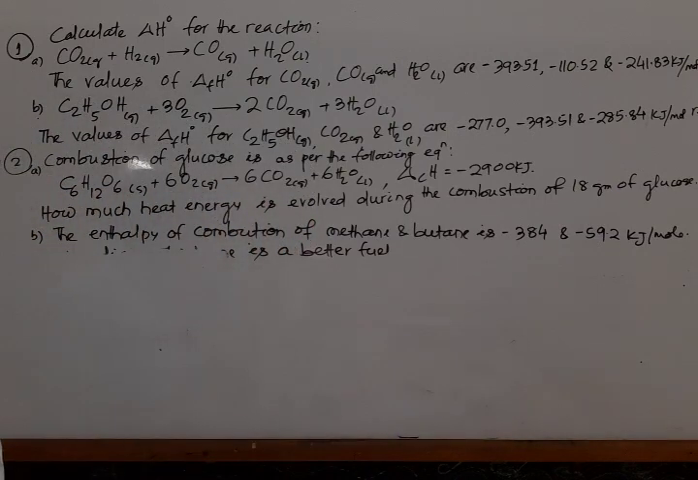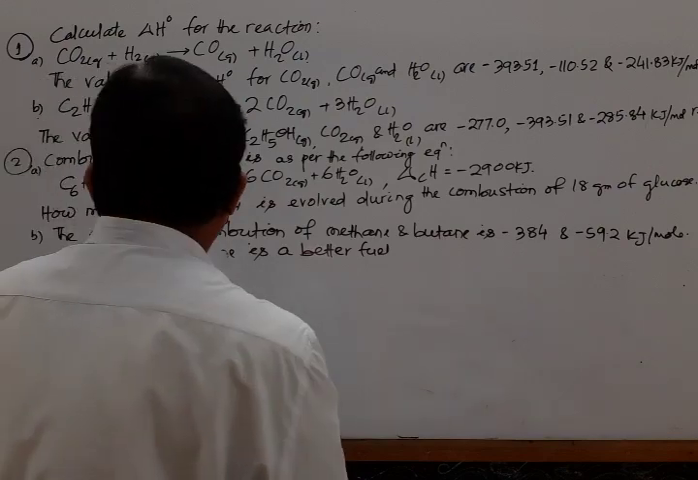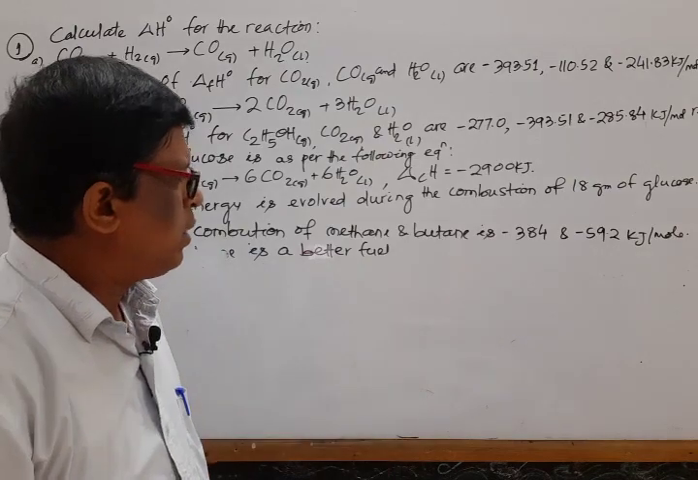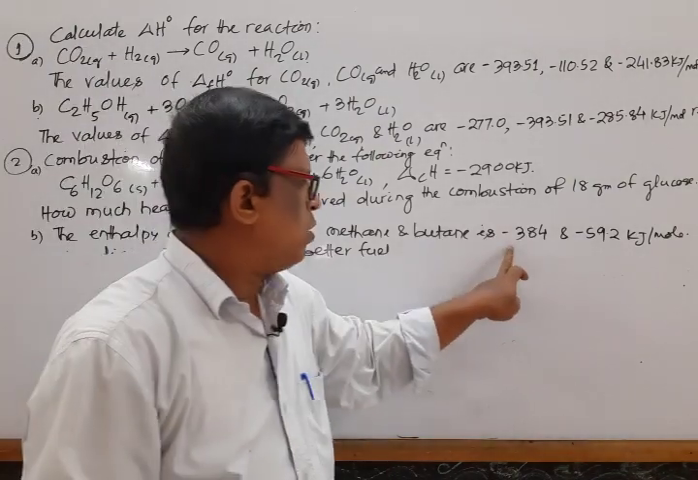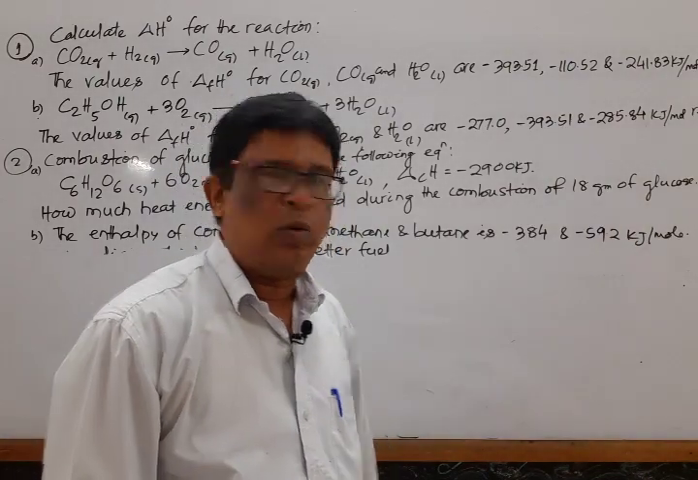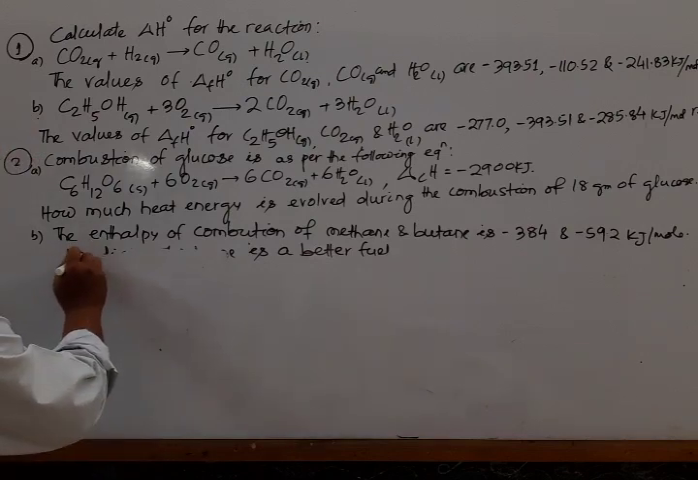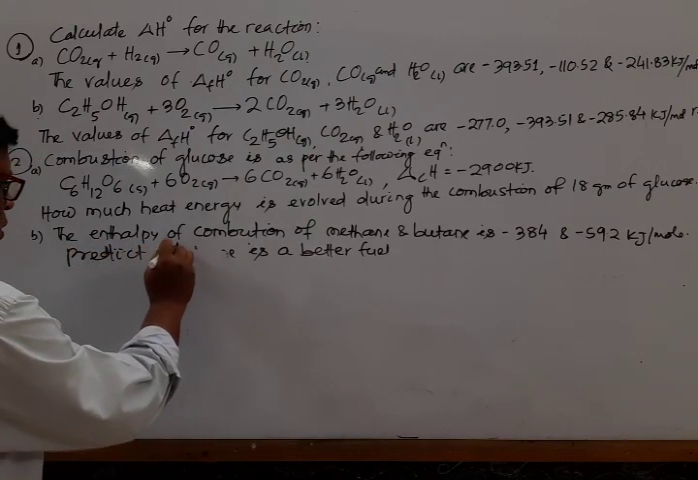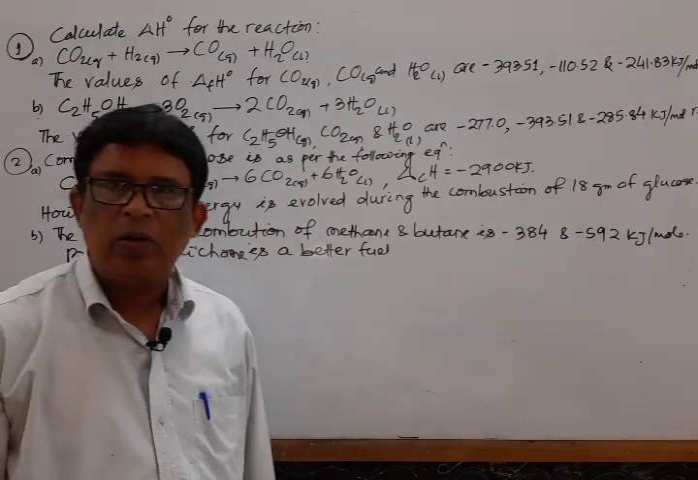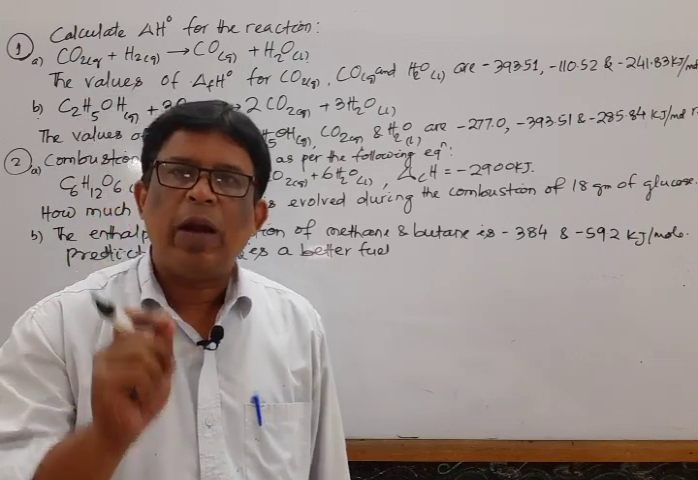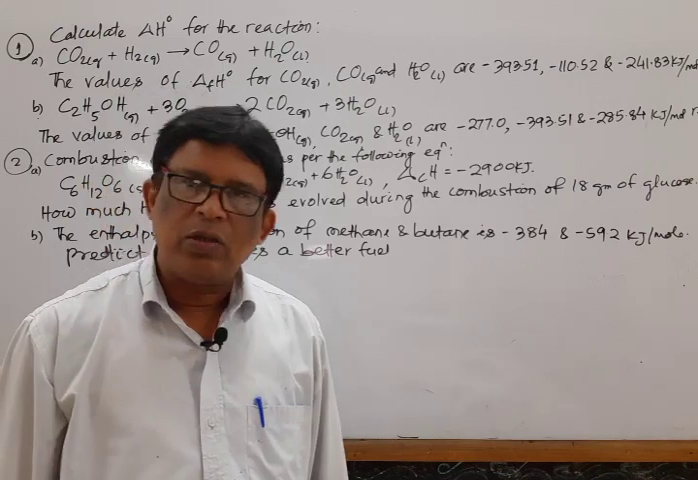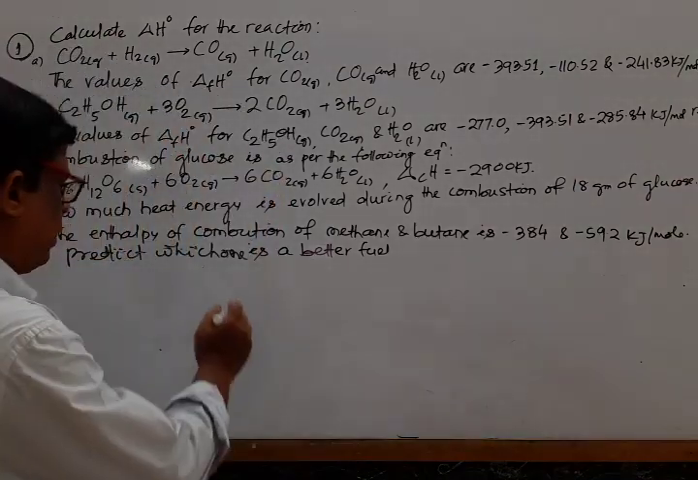Mark that. What is the next question? The next question is on the enthalpy of combustion of methane and butane. The enthalpy of combustion of methane and butane is given, that is minus 384 and minus 592 kilojoule per mole. Then predict which one is a better fuel. We calculate the calorific value of each fuel and mark which one possesses a higher value; that is known as a better fuel. So that is methane.